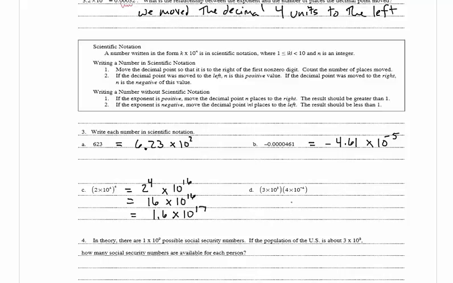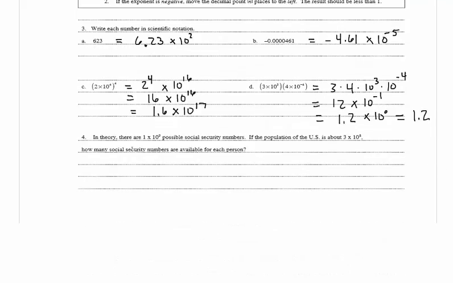In D, we have 3 times 10 to the third times 4 times 10 to the negative fourth. And we can write that as 3 times 4 times 10 to the third times 10 to the negative fourth. And this is equal to 12 times 10 to the negative 1. And now we need to turn 12 into 1.2. So we have 1.2 times 10 to the 0. And 10 to the 0 is equal to 1. So this is just going to be equal to 1.2.